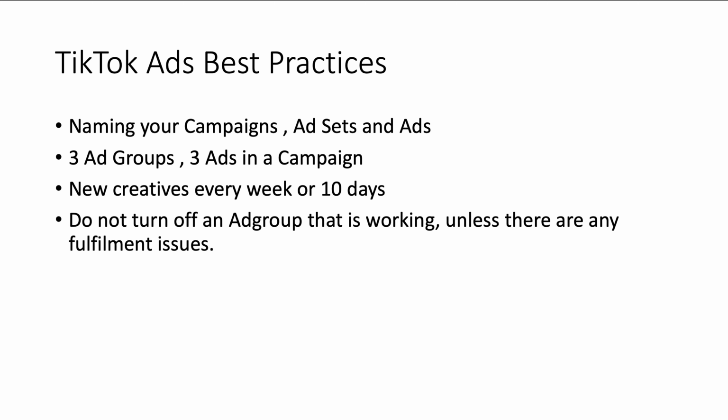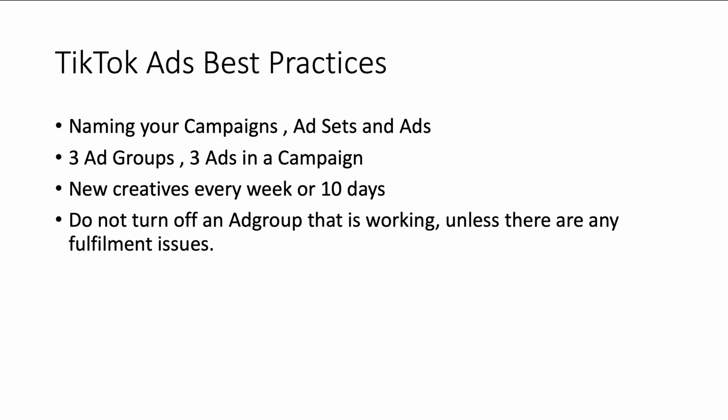Fourth one is do not turn off an ad group that is working. Once there is any ad group that is working very well, which means that the algorithm has figured a good audience and a good strategy for that ad group, if you do anything with that ad group, it gets into the learning phase again. So it messes up with the data and your costs might change.